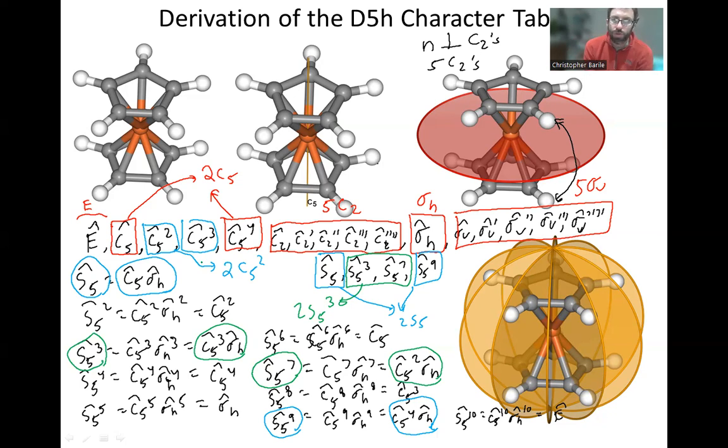And so what we're going to do in the next video is use these different classes that we've come up with, these 8 different classes, to figure out the 8 irreducible representations of the character table and figure out what those values are. And that's how we'll figure out all the characters for the character table.